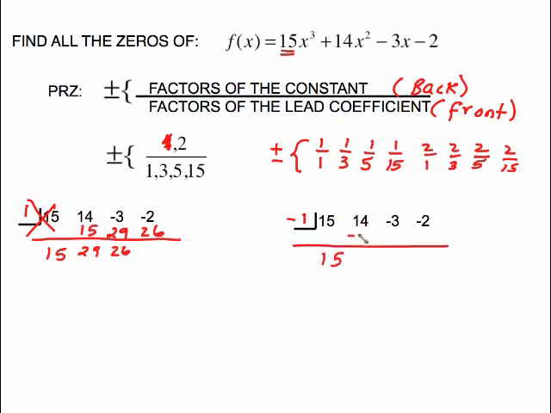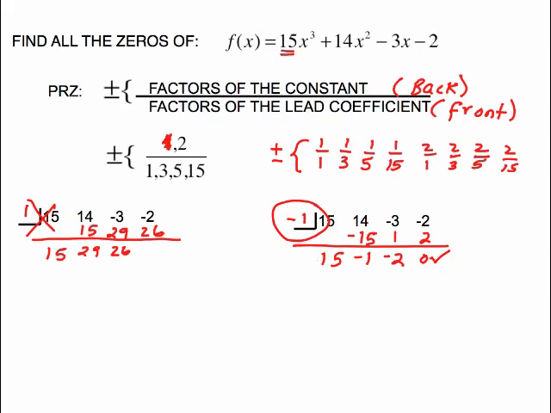Negative 1 times 15 is negative 15, which gives me negative 1. Negative 1 times negative 1 is positive 1, which will give me negative 2. Negative 1 times negative 2 is positive 2, which gives me 0. So even though there were a whole lot of potential problems, we found the root that worked pretty quickly.